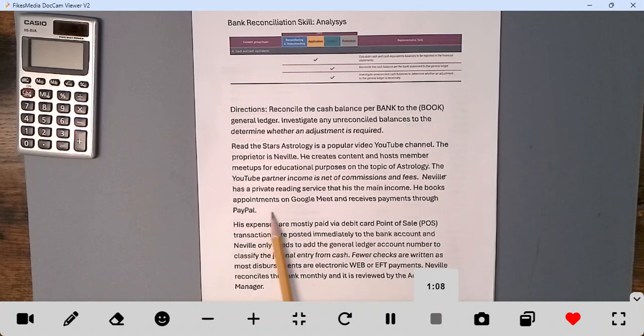So all of his payments are made and posted on the same day. None are in transit. His expenses are mostly paid by debit point of sale transactions and are posted immediately to the bank account. Neville only needs to add the general ledger account number to classify the journal entry from cash. Fewer checks are written as most disbursements are electronic web or EFT payments. Neville reconciles the bank monthly and it is reviewed by the accounting manager.